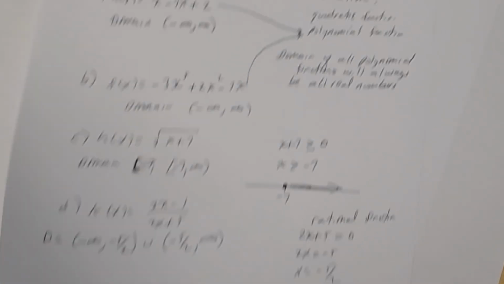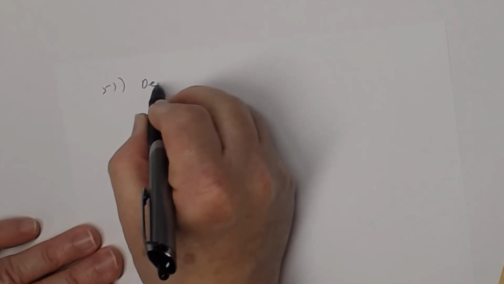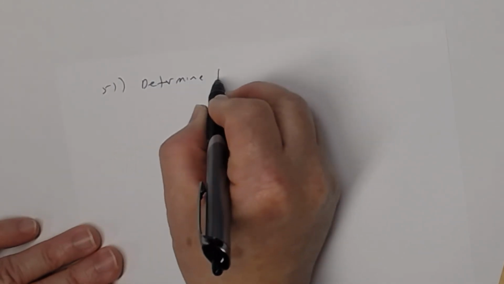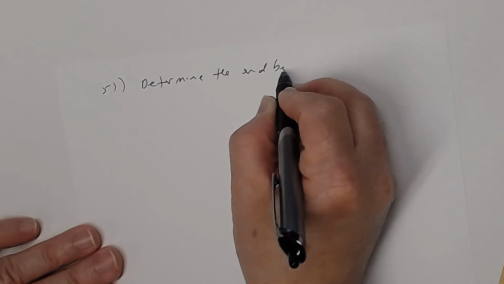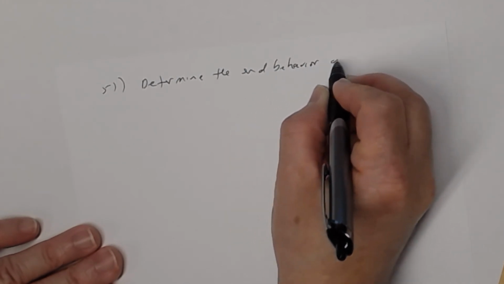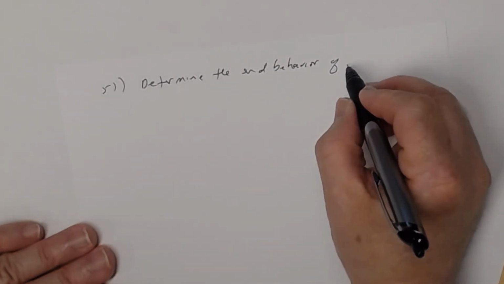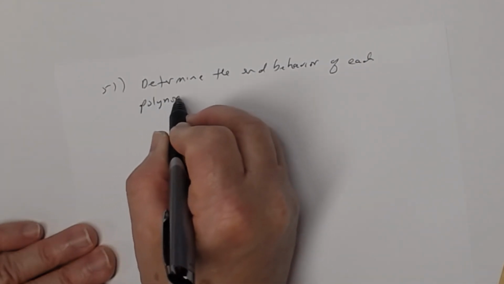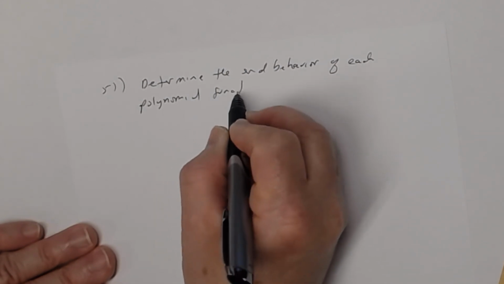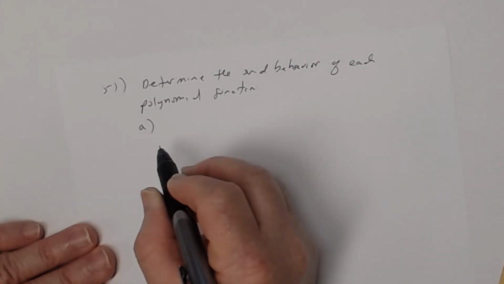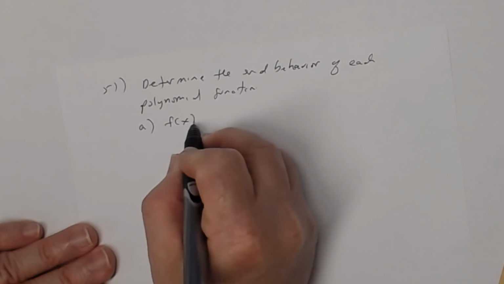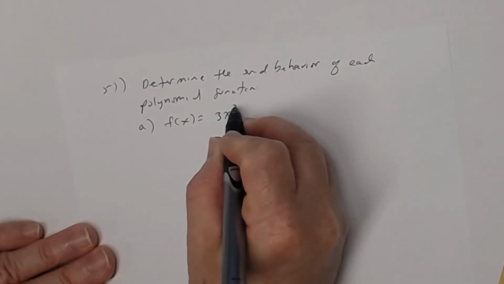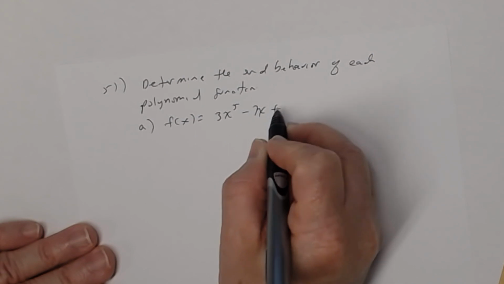So when we look at number 51, they're asking you to determine the end behavior of each polynomial function. So for example, let's look at A. We have f of x is equal to 3x to the fifth minus 7x plus 4.